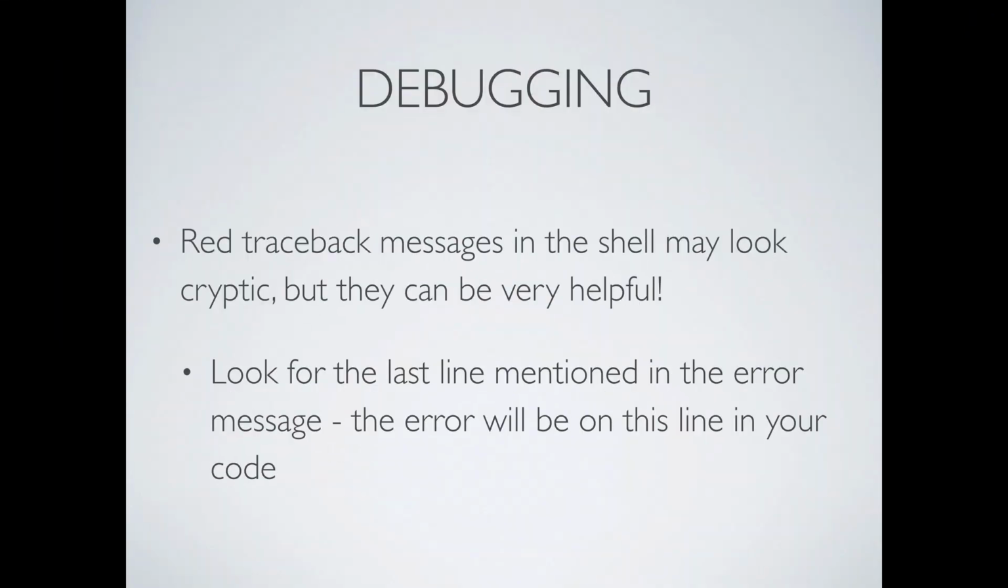Second debugging tip is about those red traceback messages. So if you get those messages in the shell with the red text, they might be a little bit overwhelming at first, but I promise they can actually be very helpful. So the thing you want to do with these messages is look for the last line that's mentioned in the error message, and then this will be the line where the error is in your code. So let me show you another example.